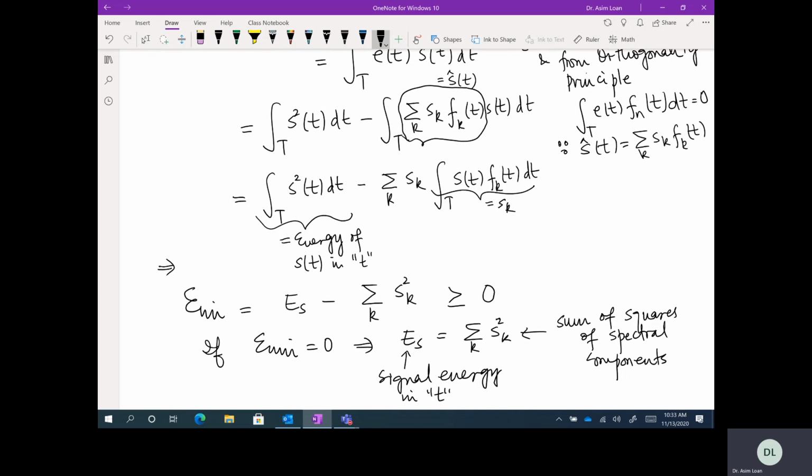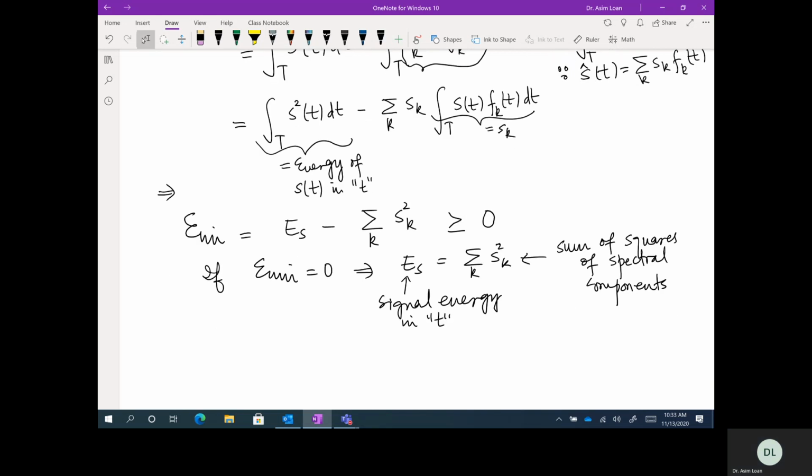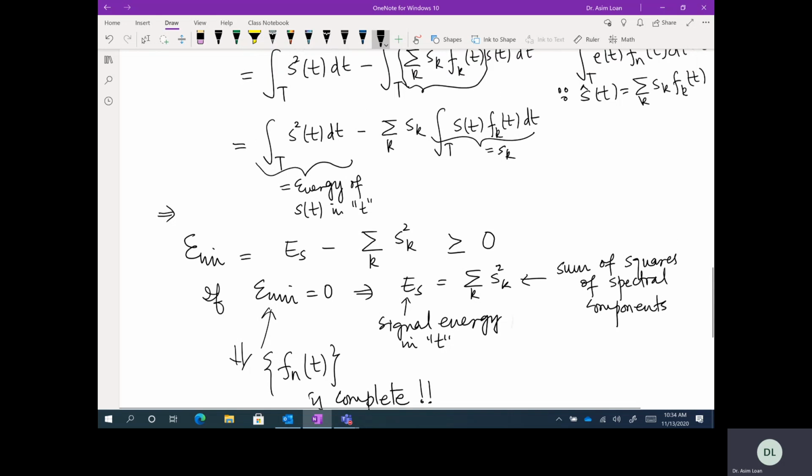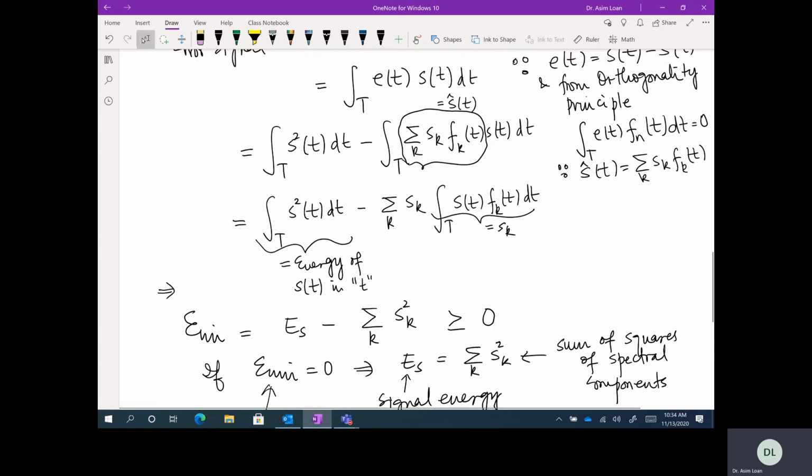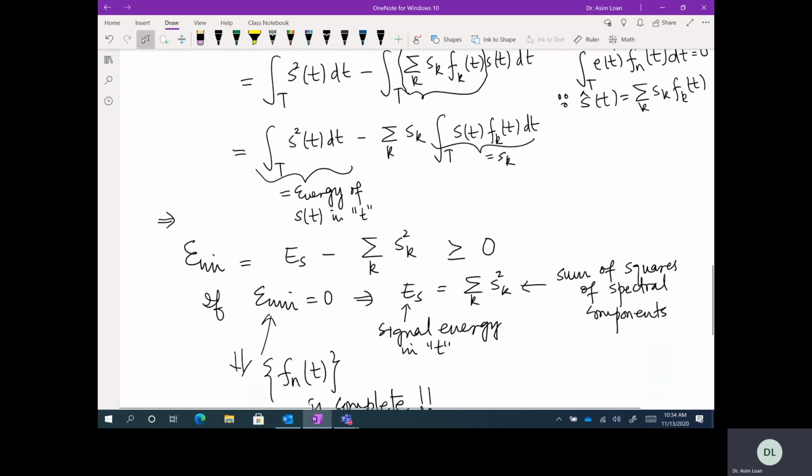And when this holds, this implies this set Fn of t is complete. Okay. And how do I relate this to my Fourier series discussion?